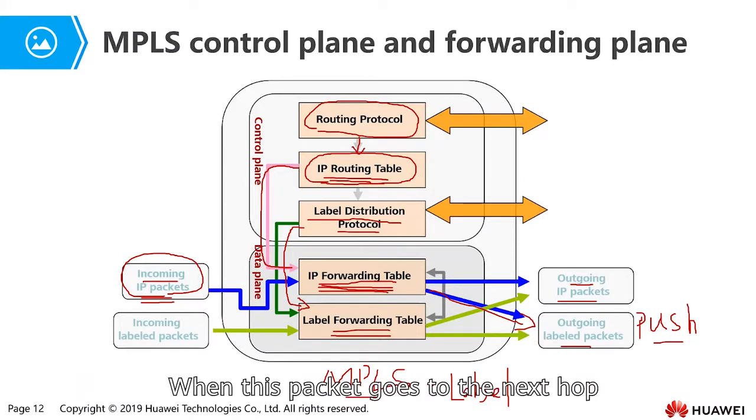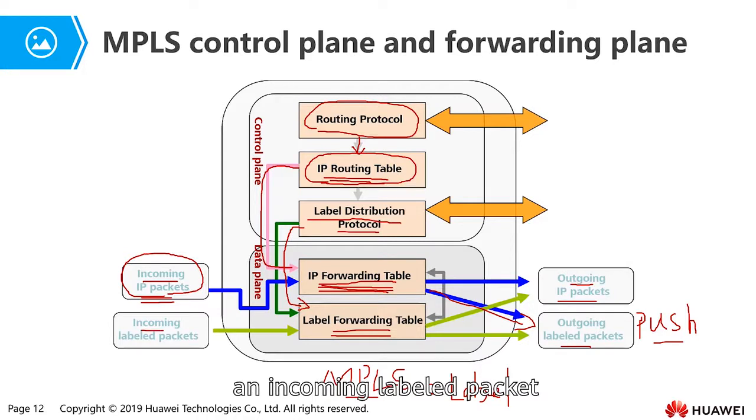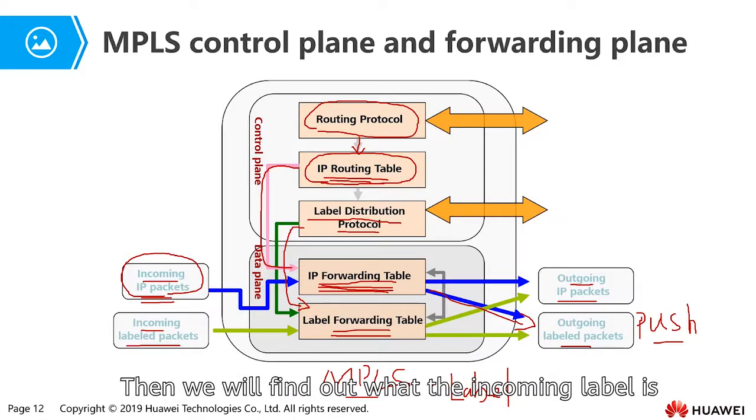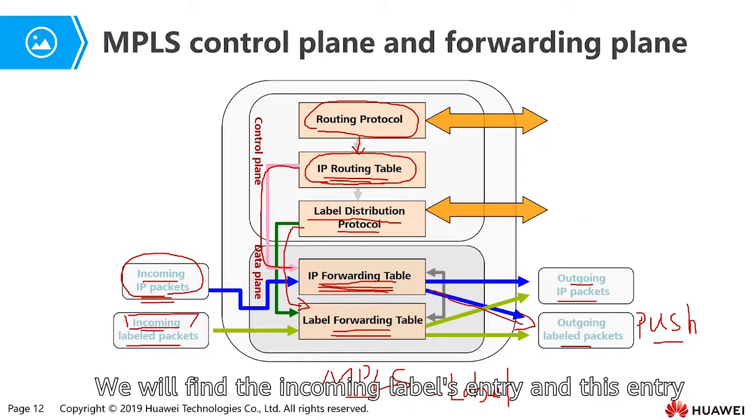Okay, so when this packet goes to the next hop, for example, the next hop LSR receives an incoming labeled packet. This packet has the MPLS header, and then it will search the label forwarding table. When it searches the label forwarding table, we will find what the incoming label is, and we will find the incoming label's entry.